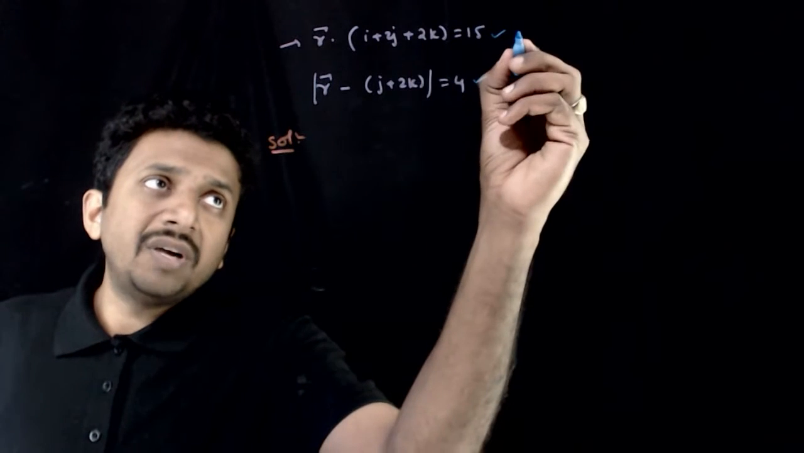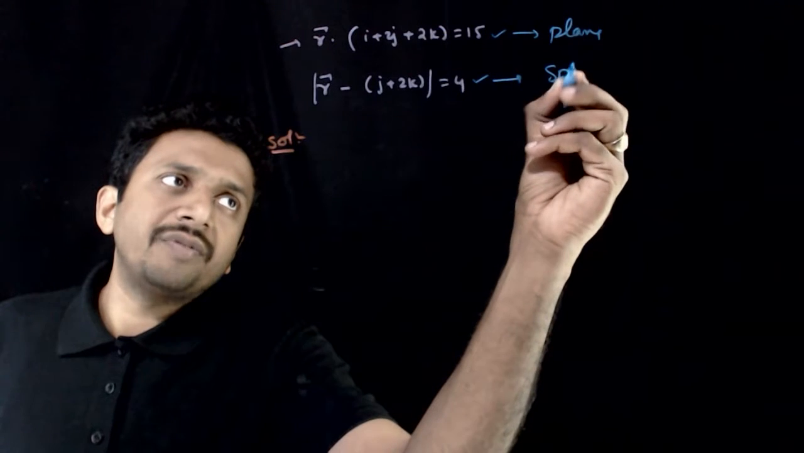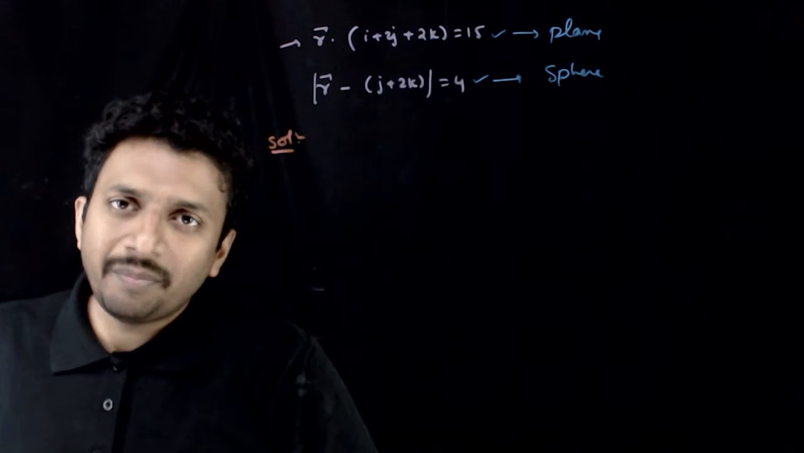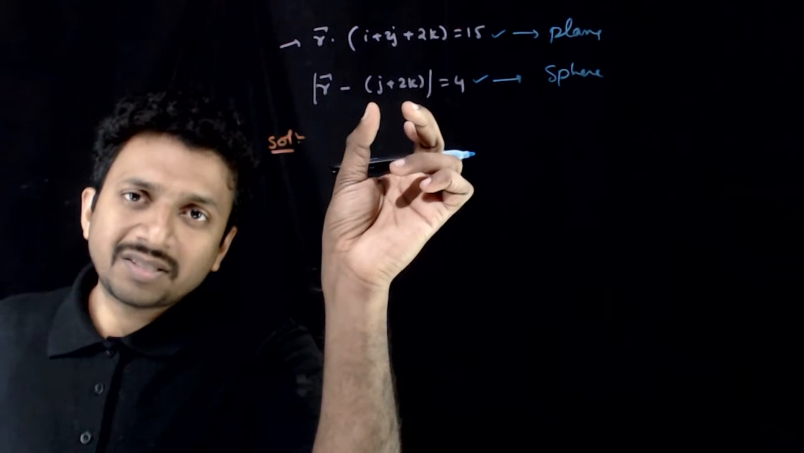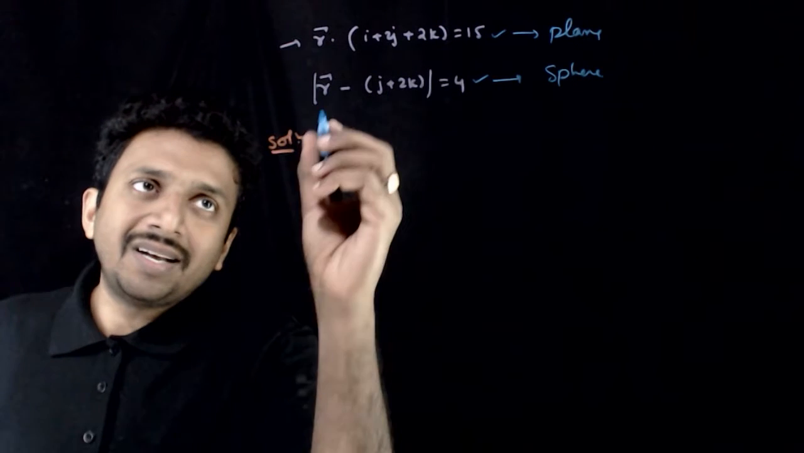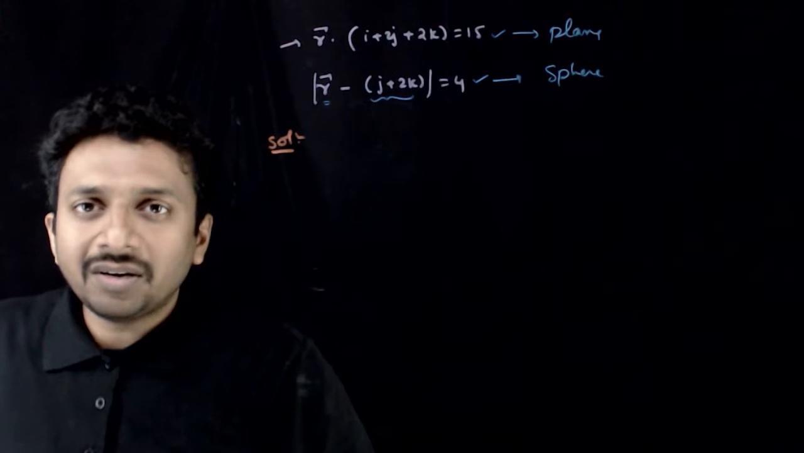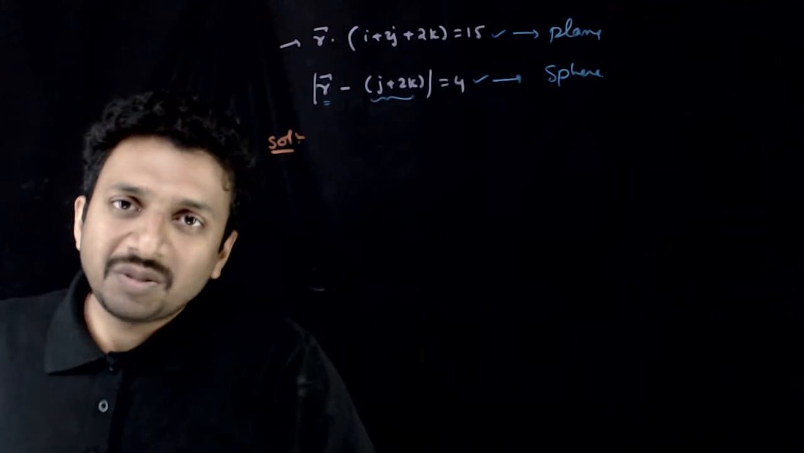So this equation is the equation of a plane. This is an equation of a sphere. R bar dot n bar is equal to constant is a plane. Modulus of r bar minus some position vector is equal to constant. That is, the point is at a distance of 4 units from (0, 1, 2). That's the meaning of this, which gives you a sphere.